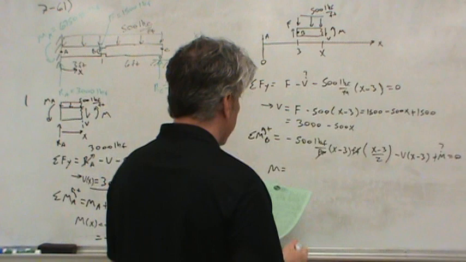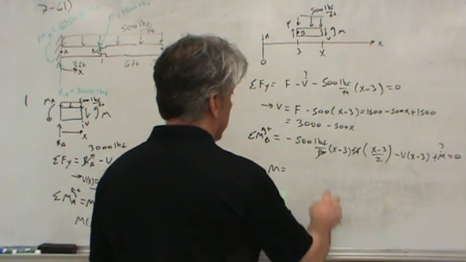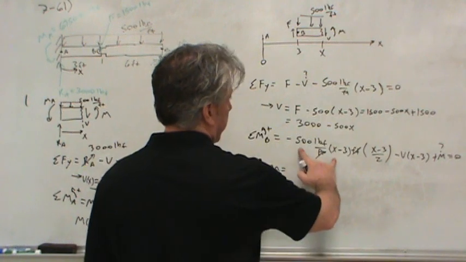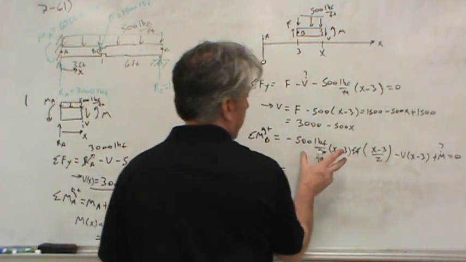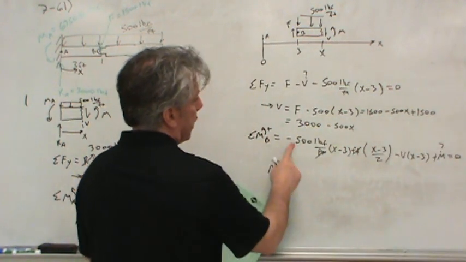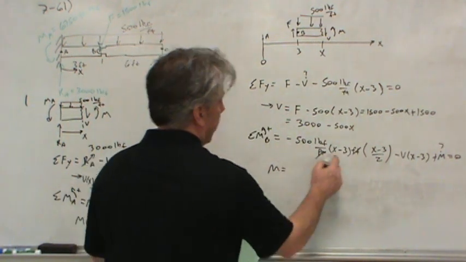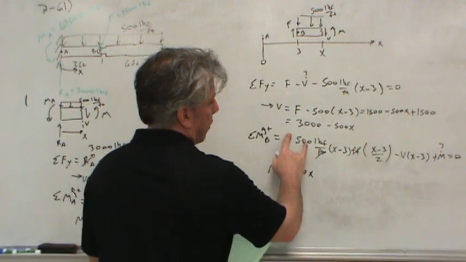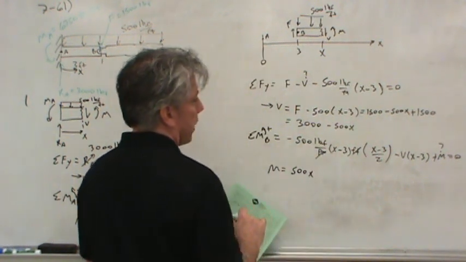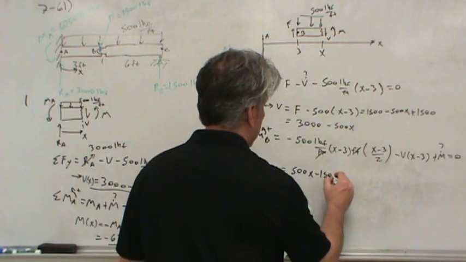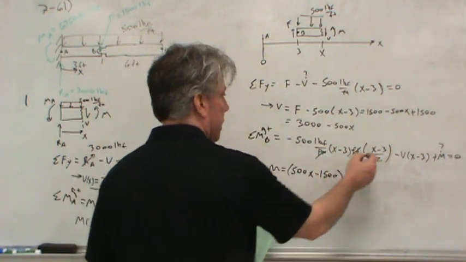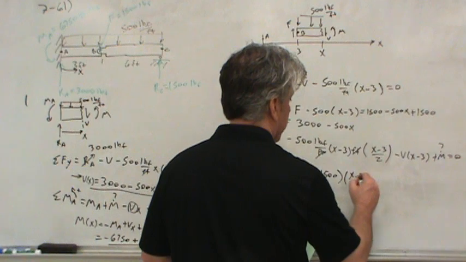Well, let's see, this is going to be a little bit of a mess. Let's go ahead and multiply these through and pull them to the other side, because understand this moment's positive, so I'm going to pull this term to the other side. That changes the sign, so 500x changes the sign, don't forget. 5 times negative 3 would be minus 1500. But this whole thing needs to be multiplied by x minus 3 over 2.